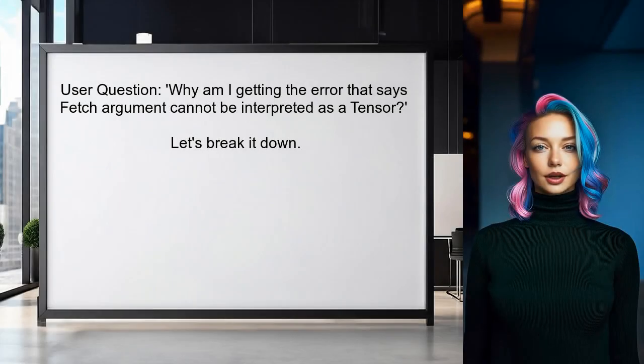Let's dive into the specific question at hand. One user recently asked, "Why am I getting the error that says fetch argument cannot be interpreted as a tensor?" They provided their code, and it seems like something is going wrong during the execution. Sound familiar? Let's break it down.